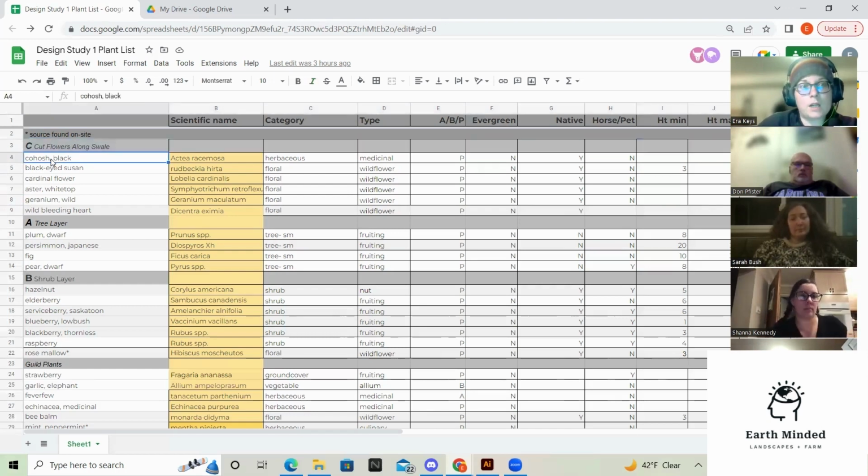We have black cohosh, black-eyed Susan, cardinal flower, white top aster, wild geranium, and wild bleeding heart. All of these are native. All of these bloom at different times of the year. Now, what I really want to point out is cardinal flower and aster white top.